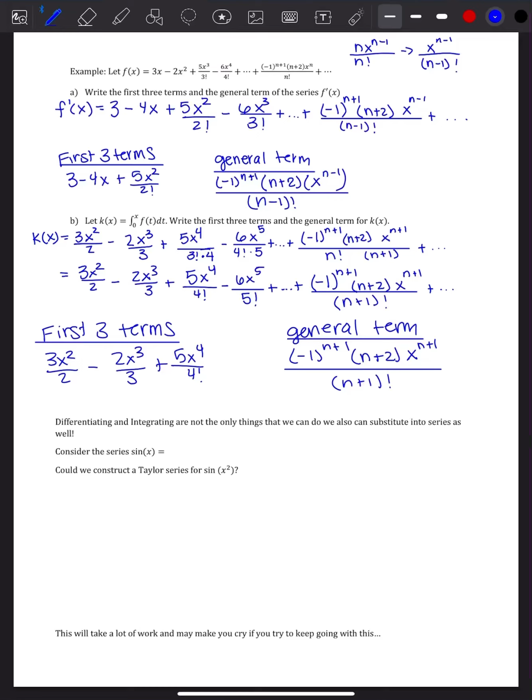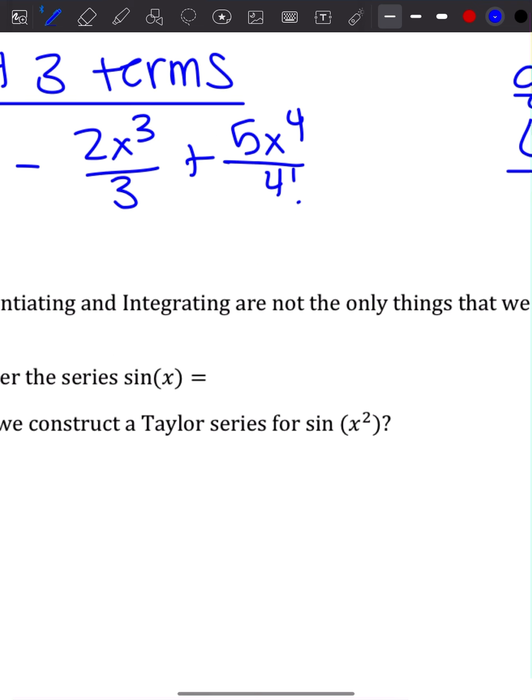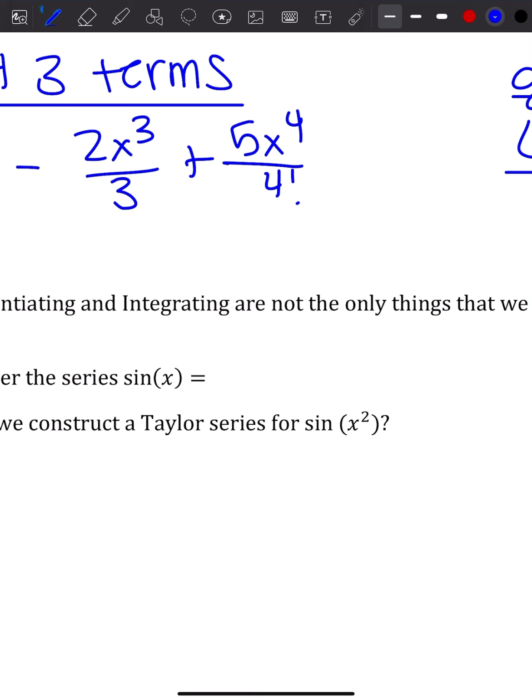Okay, so differentiating and integrating are not the only things that we can do. We can also substitute in for these series as well. So let's look back at sine of x. Our polynomial for sine of x, that infinite power series, is going to be x minus x cubed over 3 factorial plus x to the 5th over 5 factorial minus x to the 7th over 7 factorial, and so on.